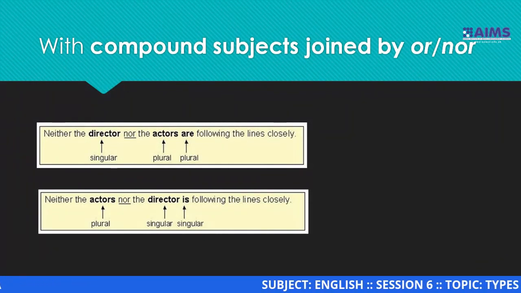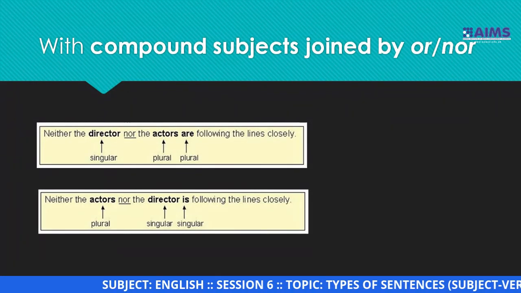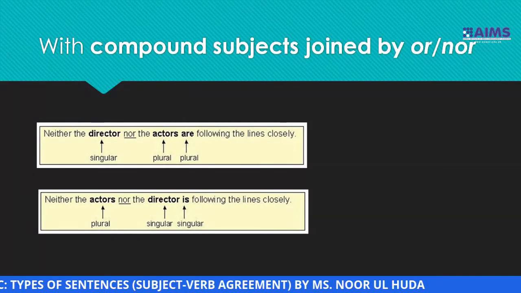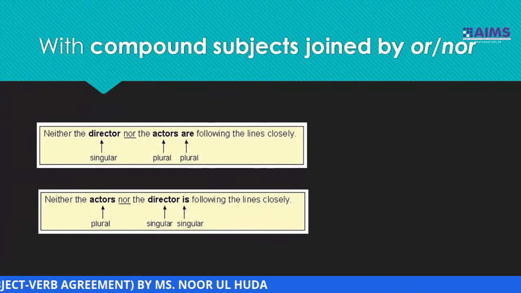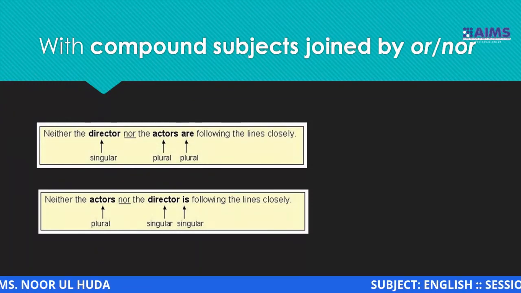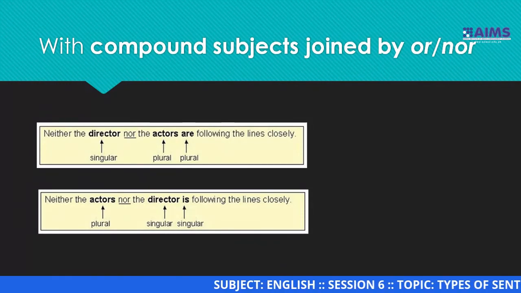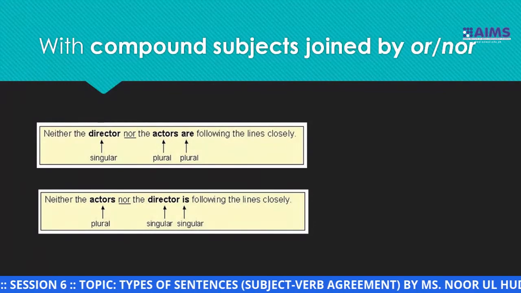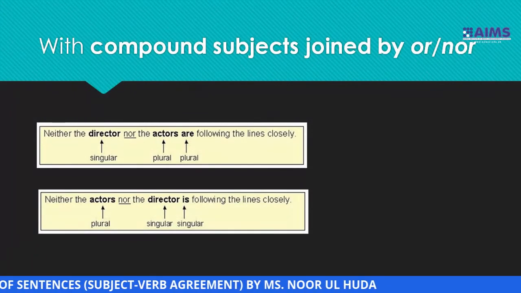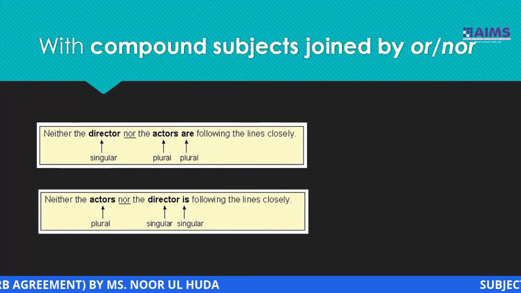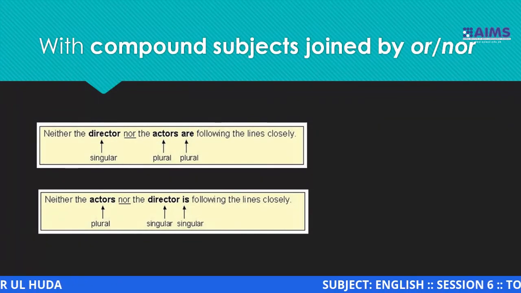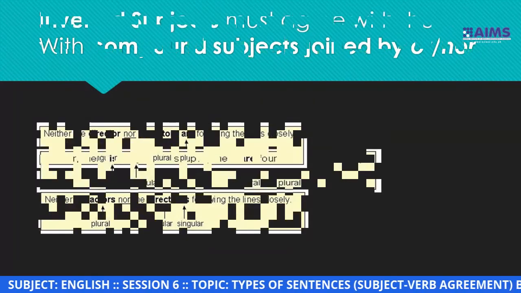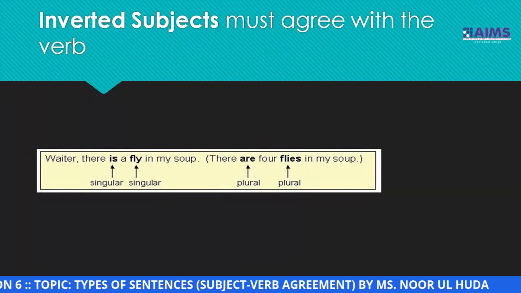So what is the criterion to make such sentences? If the nearer subject to the verb is in the plural form, like actors, we use the plural form of the verb. Similarly, if the nearer subject in the compound subject is in the singular form, we use the singular verb. Director with is, actors are, right? The verb must agree with the nearer subject.